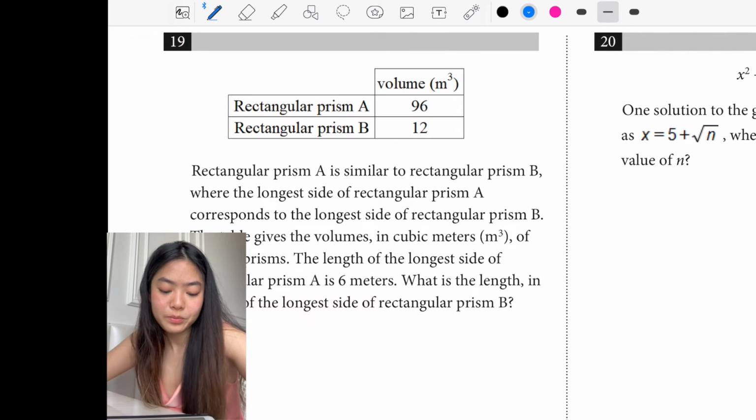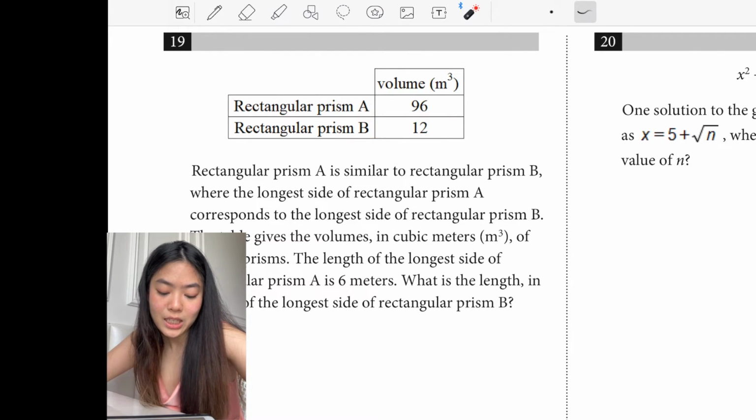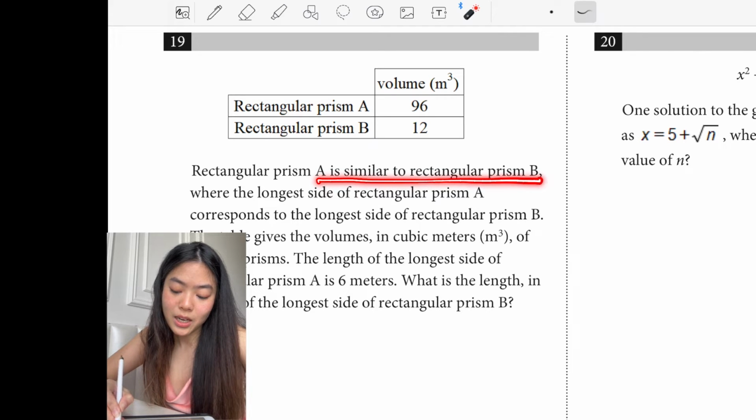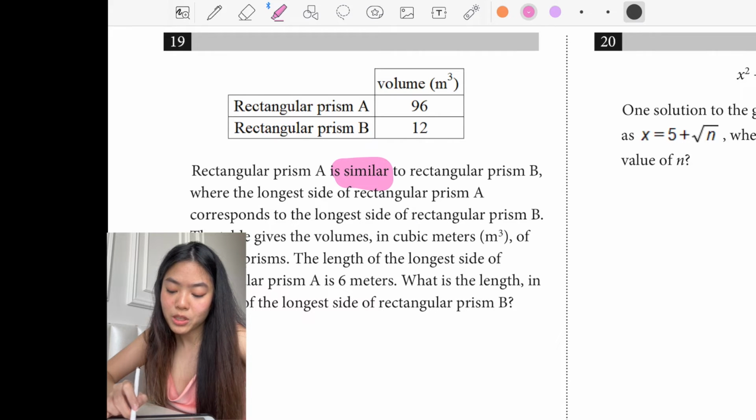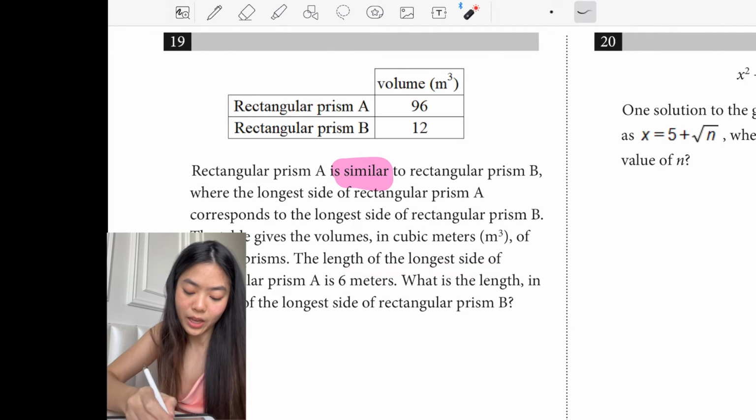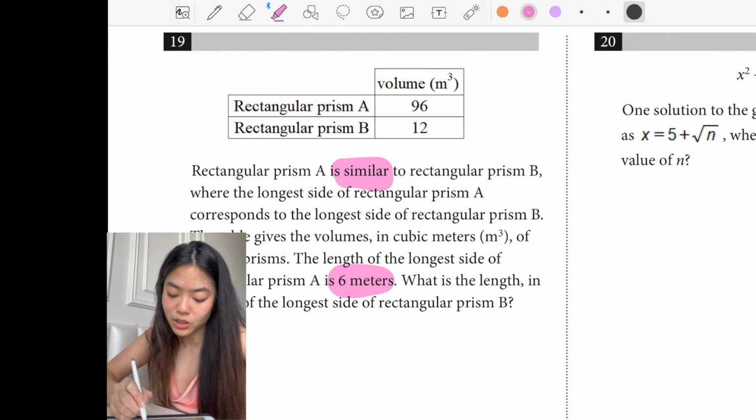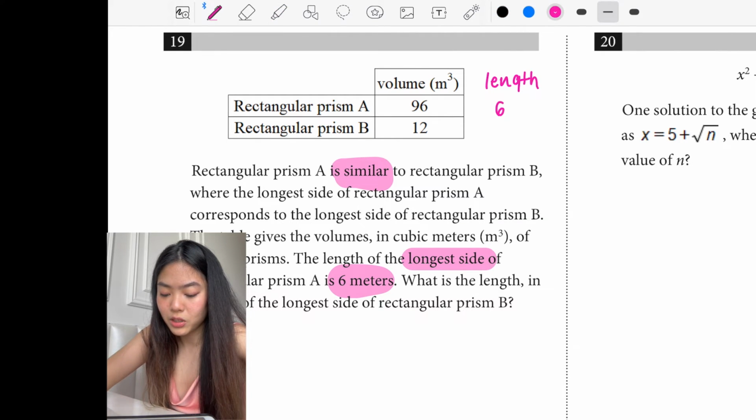Okay, next, 19. It's given the volume of the rectangular prisms A and B, 96 and 12. Rectangular prism A is similar to rectangular prism B, where the longest side of prism A corresponds to the longest side of rectangular prism B. The table gives the volume in cubic units of each prism. The length of the longest side of A is 6 meters. Okay, so the length here is 6 meters. What is the length of B?